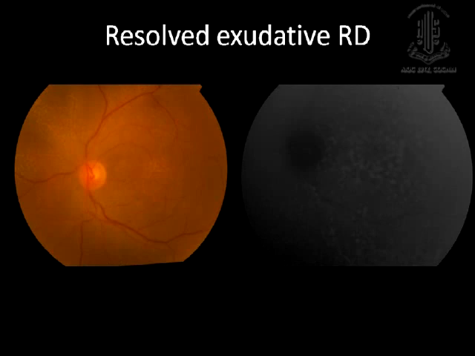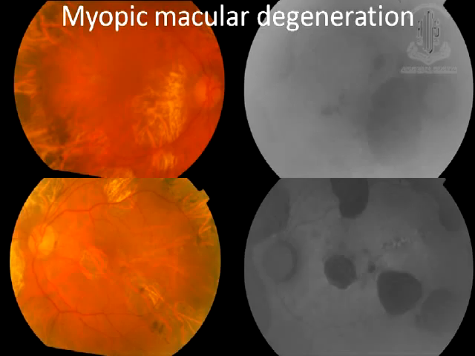Similarly, this is a resolved exudative retinal detachment. You see a lot of lipofuscin accumulation under this subretinal space, again may have an impact on the vision. Myopic macular degeneration helps us to precisely map the areas of RPE atrophy. If you see here, the fovea is looking normal, but if you do the autofluorescence image, you can see the atrophic areas here. So this may explain the scotoma the patient sees and subsequent decrease in vision.